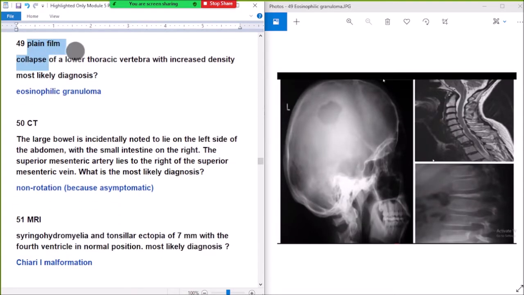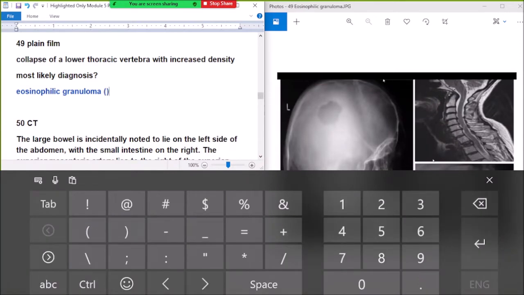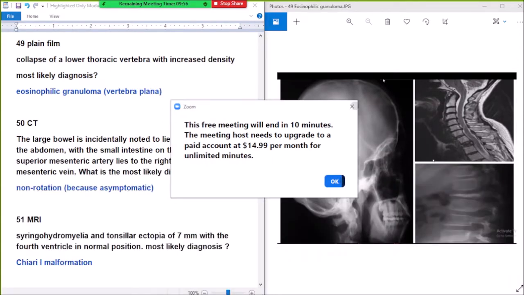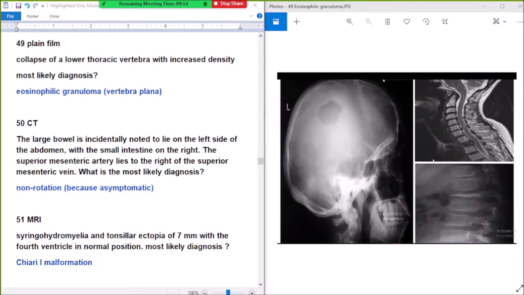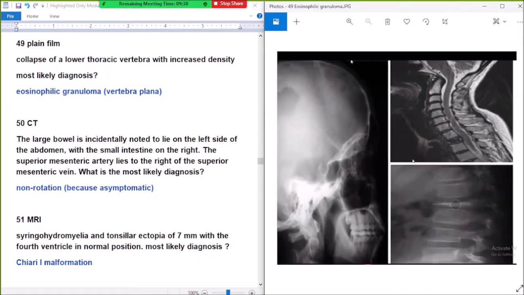49. Plain film shows collapse of lower thoracic vertebra and increased density, most likely diagnosis is granuloma. This is called vertebra plana. So the eosinophilic granuloma, skull lesion, the parietal bone. So this is also vertebra plana seen. The plain film shows collapse of lower thoracic vertebra with increased density. Vertebra plana. Diagnosis: eosinophilic granuloma.